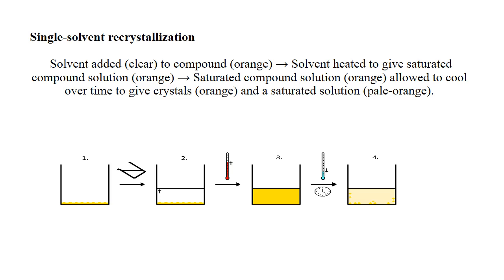This is the process. In beaker 1, the solvent is added. As the solvent is pure, it will be clear, and when a compound is added, it gives an orange color. And beaker 2 is heated. The solvent is heated to give a saturated compound solution, which will become orange. The saturated compound solution, which is orange, is allowed to cool over time to give the crystals, orange colored crystals, and a saturated solution which becomes pale orange.